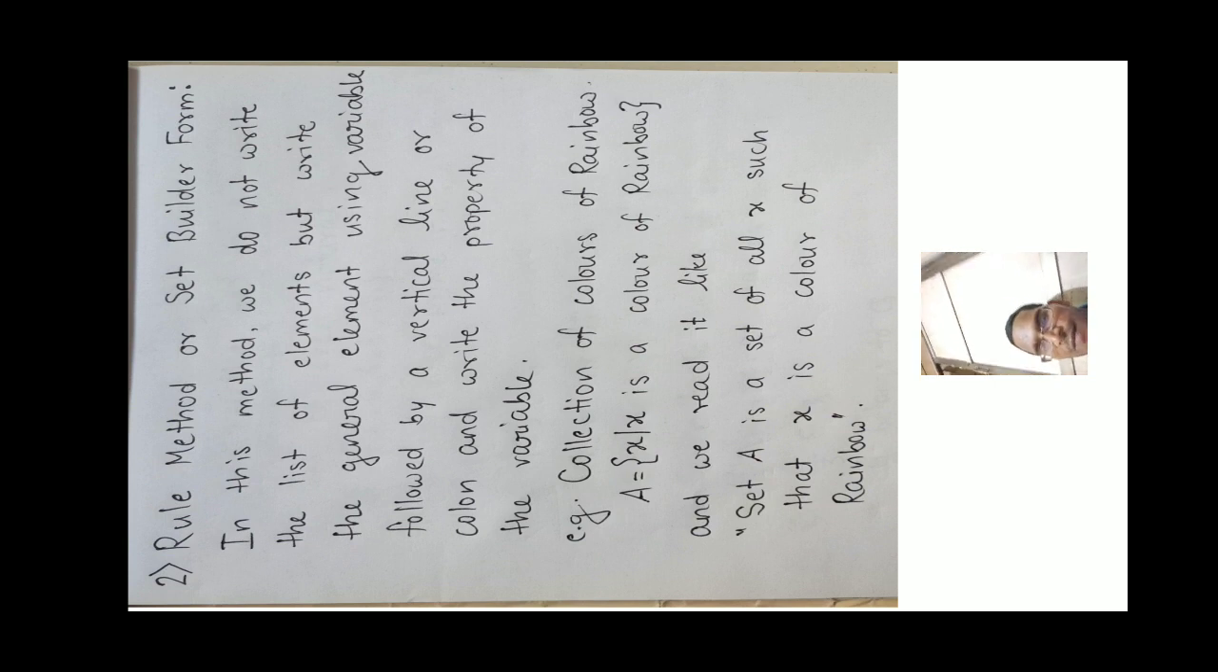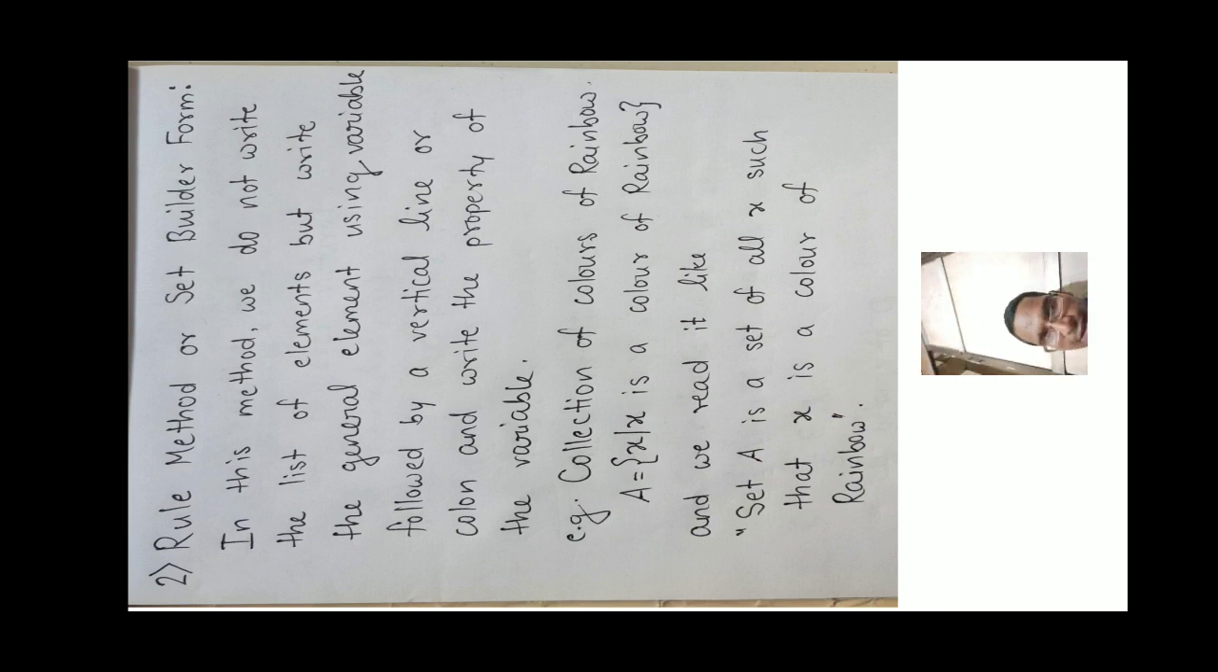For example, you can see the same example which I have taken in the previous one. Collection of colors of rainbow. You know all 7 colors, and all 7 are what? Colors of rainbow. So I have written this example. Again I have introduced capital A for this set, and in the curly bracket see what I have written. X is such that X is a color of rainbow.